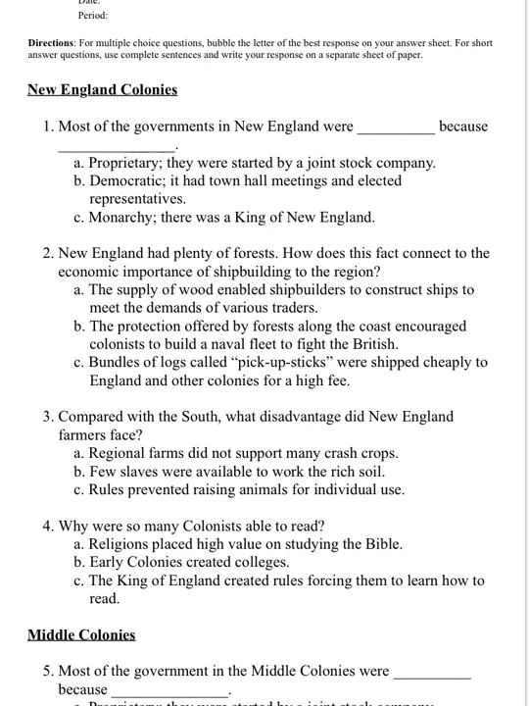Number 4, why were so many colonists able to read? Was it A, religions placed high value on studying the Bible? B, early colonies created colleges? Or C, the King of England created rules forcing them to learn how to read?